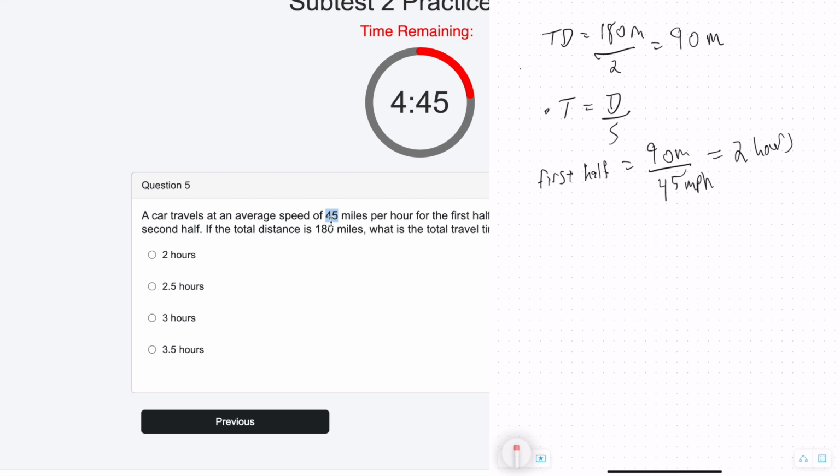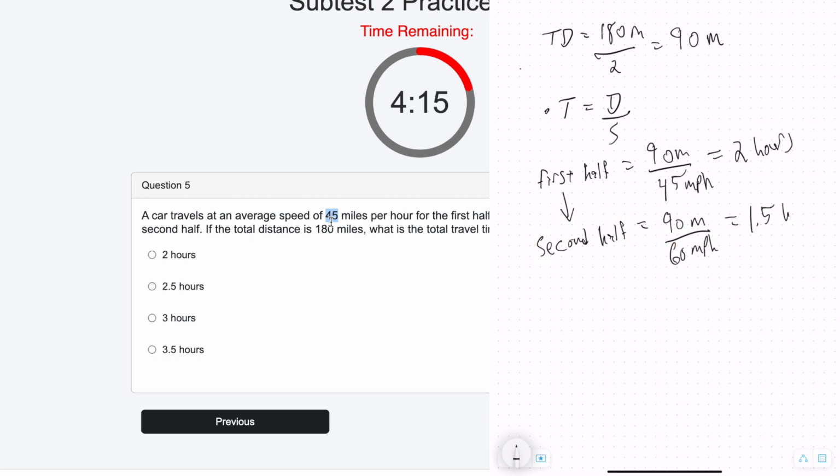And the second thing we need to do is calculate the time for the second half. All right, so the second half, again, is still a total mileage of 90 miles, and they are going 60 miles an hour, so ramped it up a little bit. And 90 divided by 60, pretty close to 45, but that is 1.5.